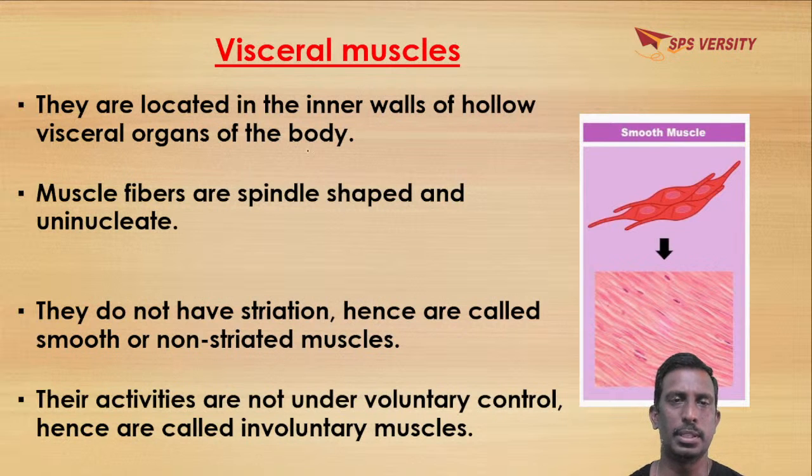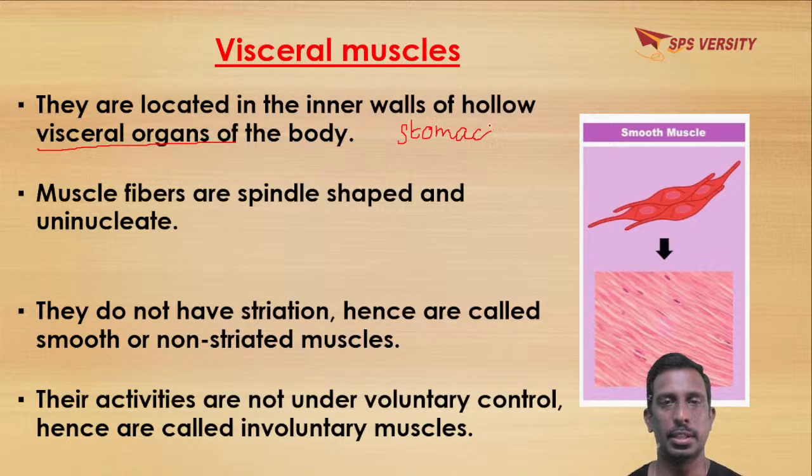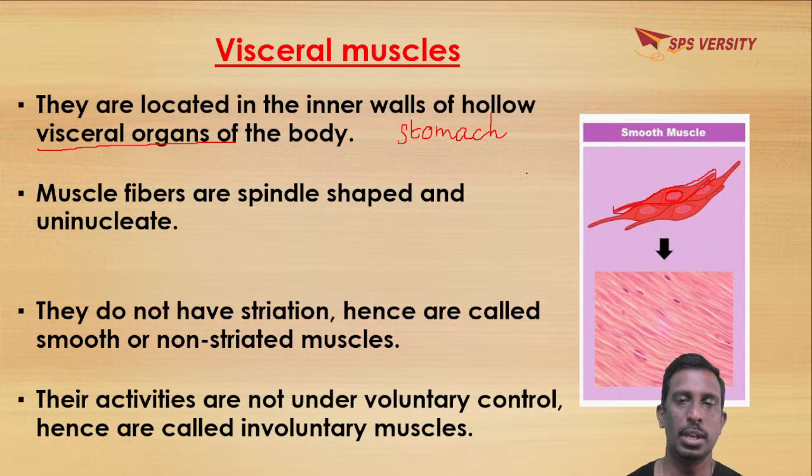The next type of muscle is visceral muscle, which is present in the visceral organs, like surrounding the stomach. These visceral muscles are spindle shaped, and they have only one nucleus. They don't have striations. As they don't have striations, they are called non-striated muscles, or also smooth muscles.